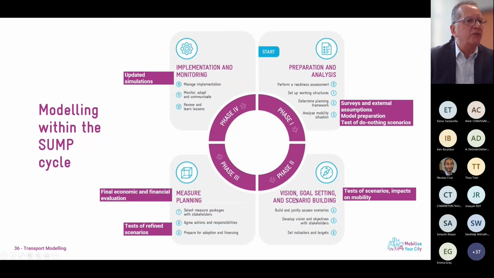Then in phase 2, vision, goal setting, and scenario building, the model can be used to test the scenarios and their impacts on mobility. The third phase is measure planning. And there, the model can be used to test refined scenarios and to finalize the economic and financial evaluations. And in the last phase of implementation and monitoring, the model can still be used to update the simulation with the refined assumptions, a better view of what will be eventually implemented. So we see that the model is actually present in each phase of the SUMP cycle, and is a tool that is useful to have with you all along.